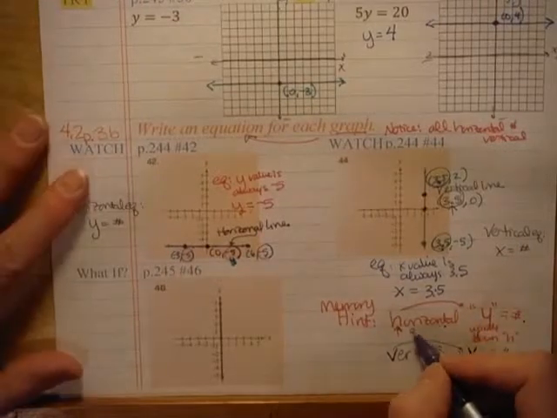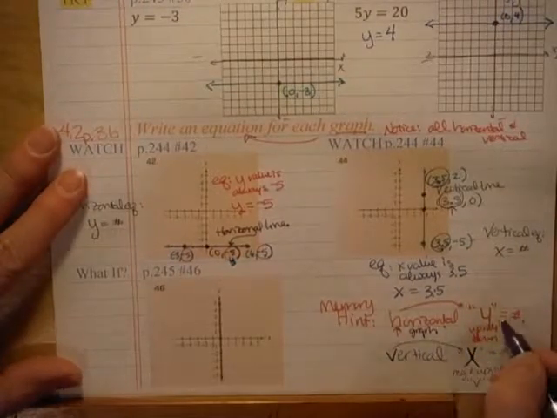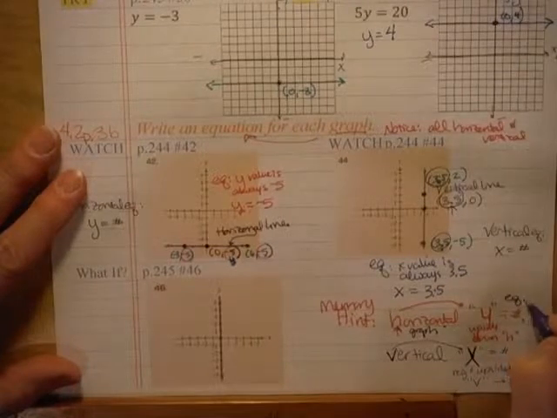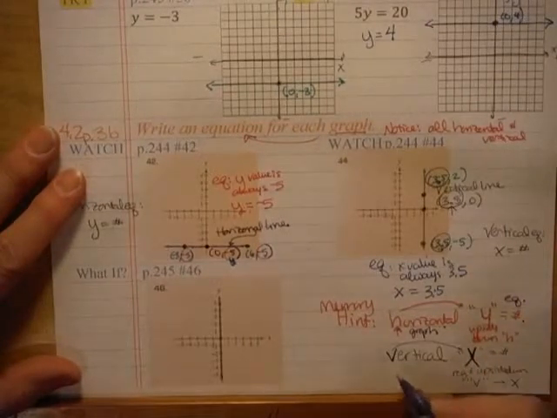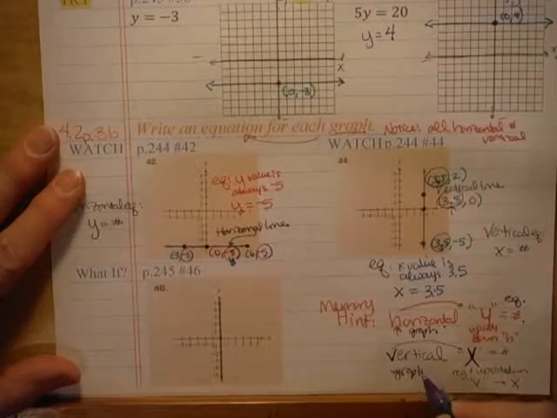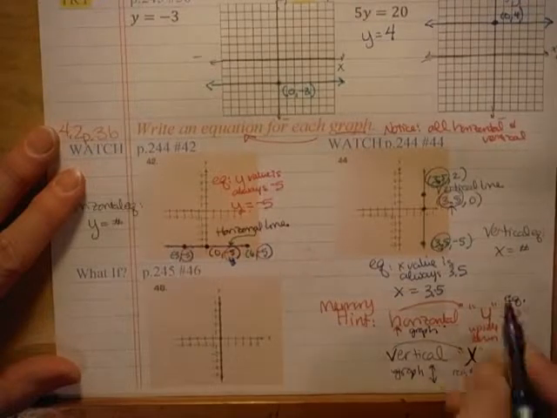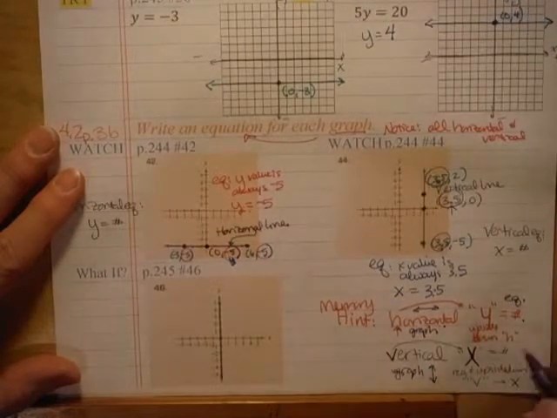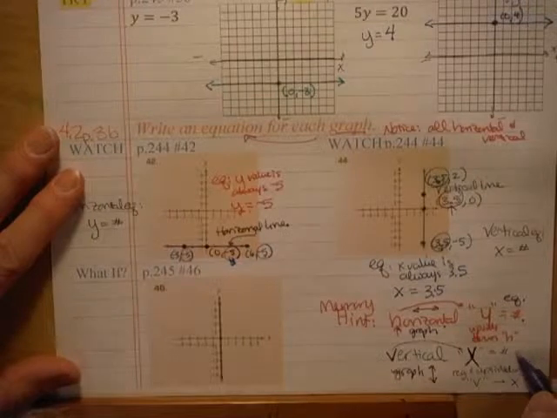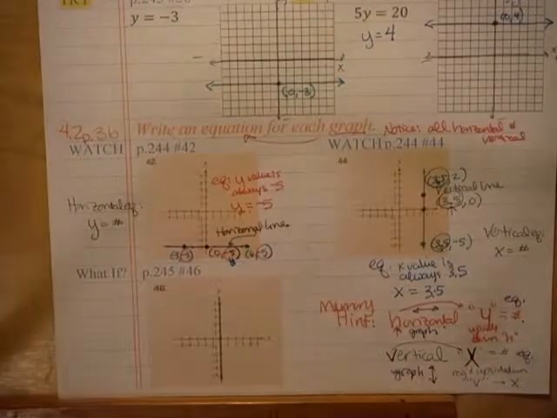So the horizontal is a way to describe the graph. The y equals the number is the equation that goes with it. The vertical is a way to describe the graph. It's a straight up and down line. Horizontal goes left to right. And then over here, the x equals a number, that's the equation that creates that vertical line.